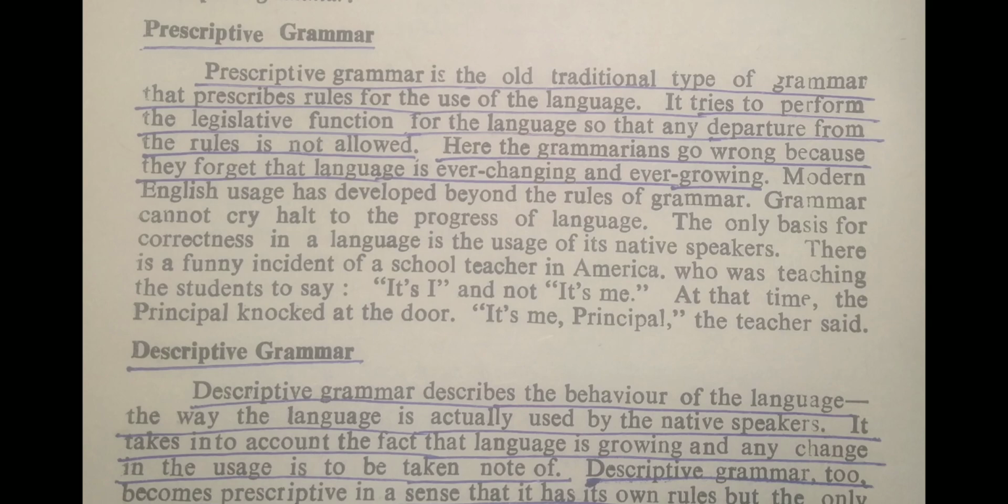So since language is ever changing and ever growing, giving a set of rules for the use of language is not acceptable, right? It is not acceptable because prescriptive grammar gives a fixed set of rules, and the users of the language are expected to follow these rules. So prescriptive grammar is the old traditional type of grammar that gives a fixed set of rules for the use of the language.